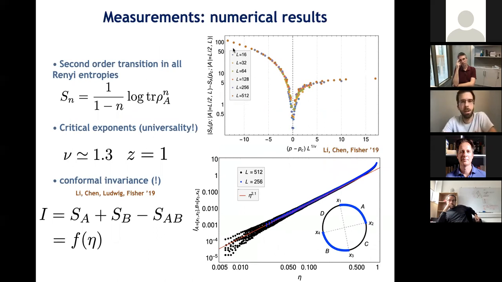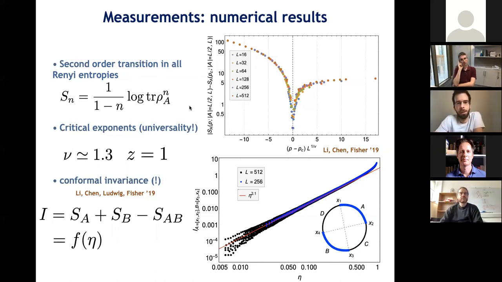Okay. So let me just show some results of those original papers. So this is just from the first paper. This one is from Li, Chen and Fisher. What people really are computing is just this Renyi entropy, right? So it's a variant of the von Neumann entropy. And this is nonlinear in the density matrix. So this connects to my previous slide, right? If you average over trajectories, this quantity doesn't have a simple expression in terms of the average of the density matrix.